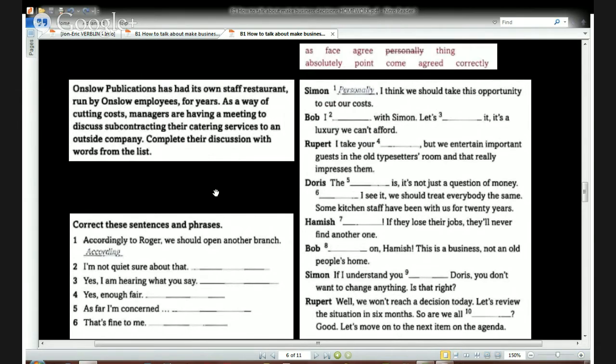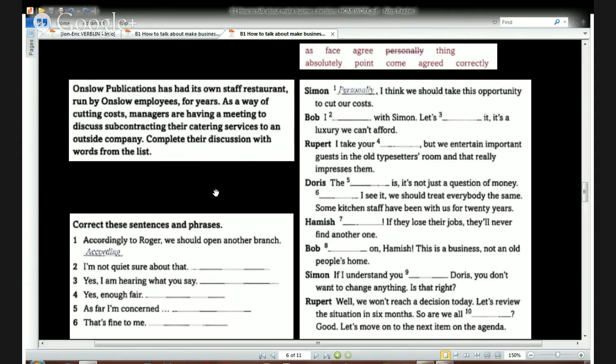Onslow Publications has its own staff restaurant, run by Onslow employees. For years, as a way of cutting costs, managers are having a meeting to discuss subcontracting their catering services to an outside company. Complete their discussion with words from the list. The list is the red vocabulary at the top. And what we're going to do is put in some of the key vocabulary that we use if we're having a discussion. And we're going to use this in the game that we're going to play.